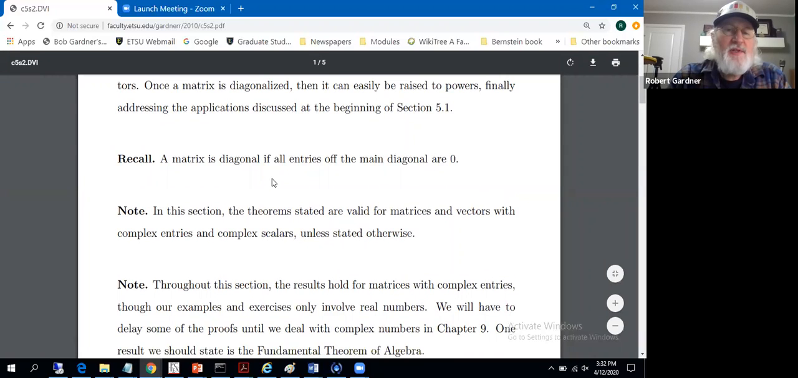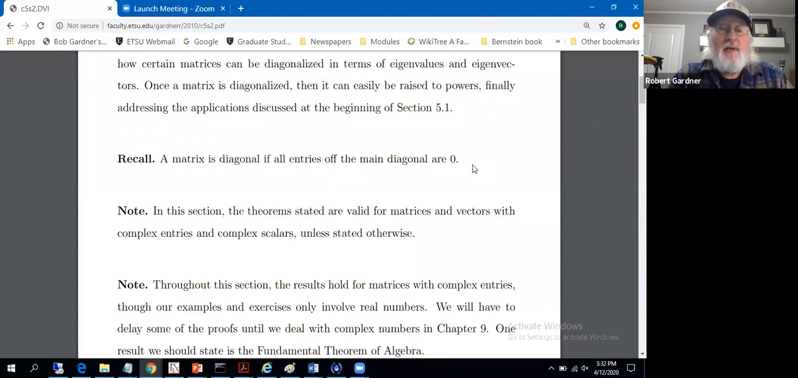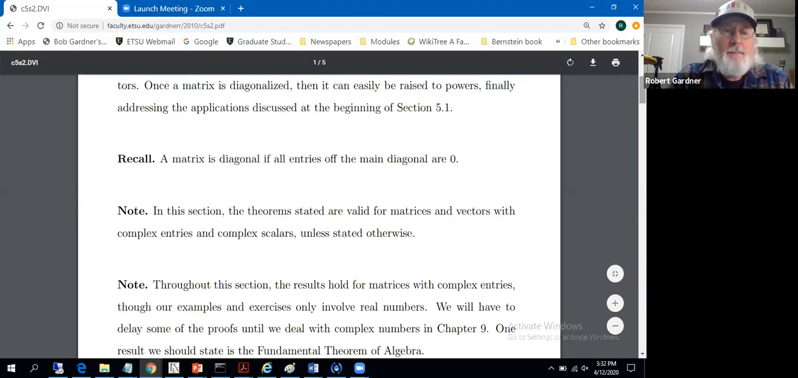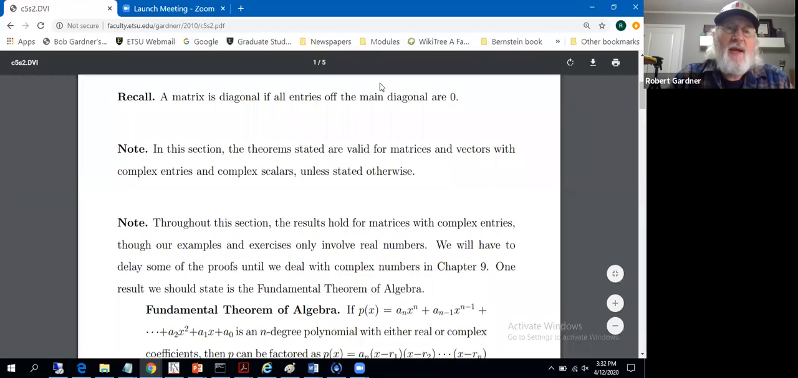Recall a matrix is diagonal if all the entries off the main diagonal are 0. So we've got a square matrix. It will be diagonal if it's both upper and lower triangular, so there's only zeros below the main diagonal, and only zeros above the main diagonal. Nobody said the main diagonal itself couldn't have zeros as well, but there's zeros off of the main diagonal only.